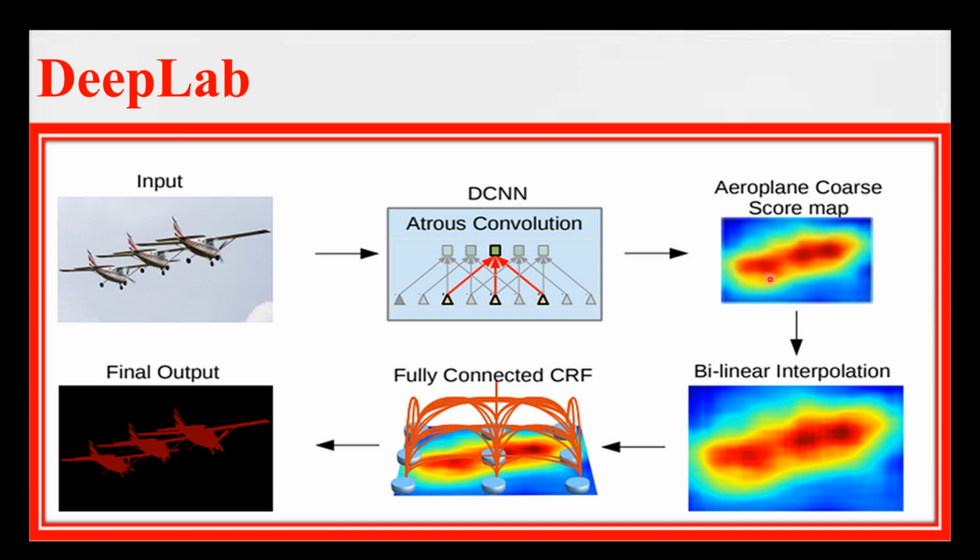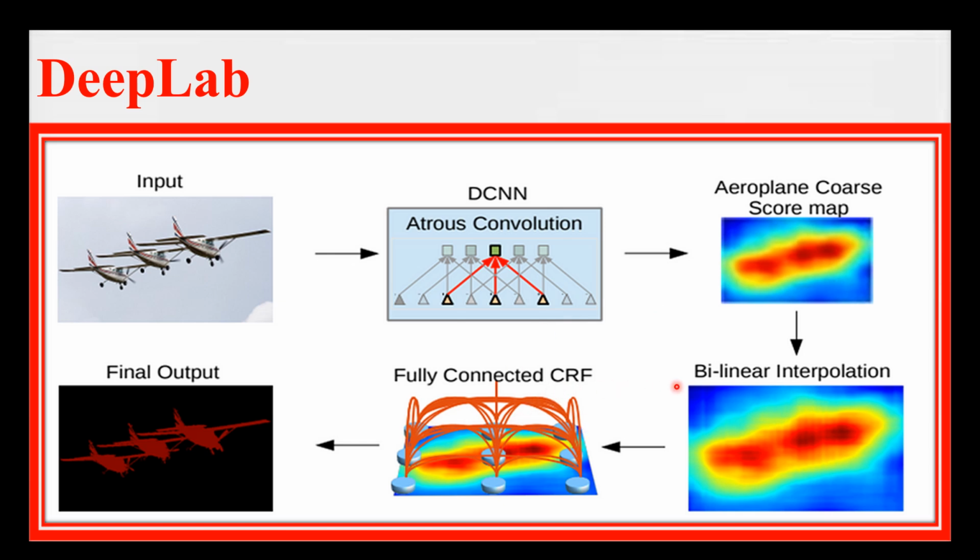Then we have the encoder-decoder architecture. That is, DeepLab follows an encoder-decoder architecture similar to SegNet, where the encoder captures high-level features while the decoder reconstructs the spatial information to produce a segmentation output. And this encoder and decoder are connected by skip connections, which pass information from the encoder to the corresponding layers in the decoder.